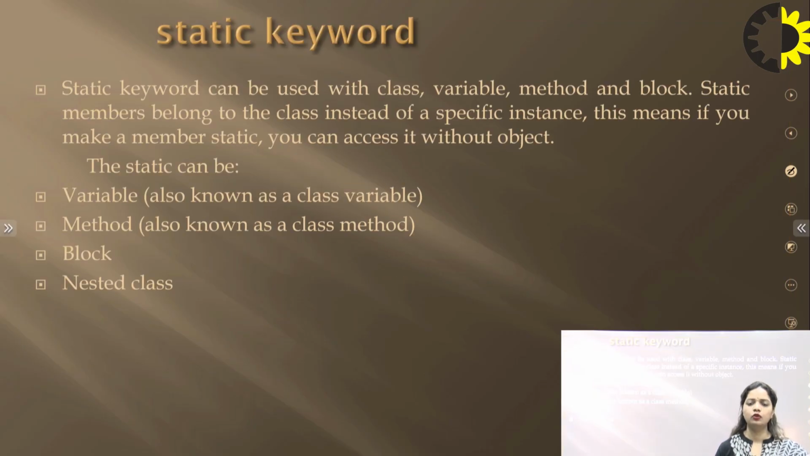So let us have a look at what a static keyword is and why it is an important keyword in our Java programming. A static keyword can be used with a class, with a variable and a method, and a block in coding can also be stated as a static block. So why was there a need to invent such a keyword which can be used in different forms?